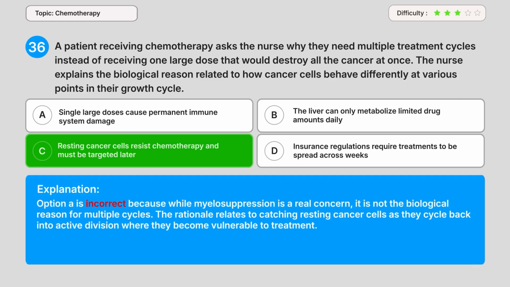Option A is incorrect because while myelosuppression is a real concern, it is not the biological reason for multiple cycles. The rationale relates to catching resting cancer cells as they cycle back into active division, where they become vulnerable to treatment.